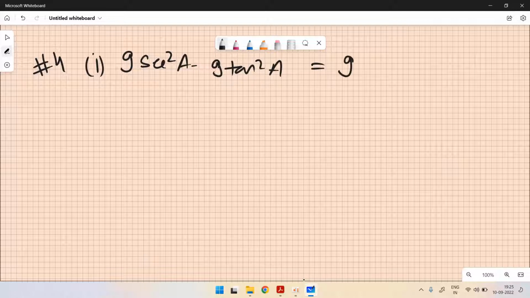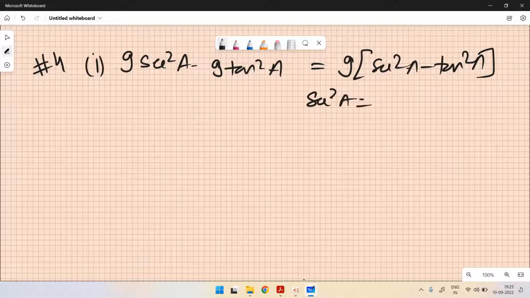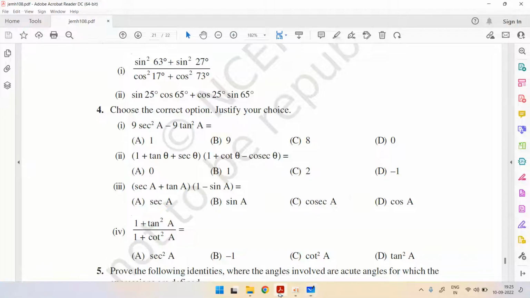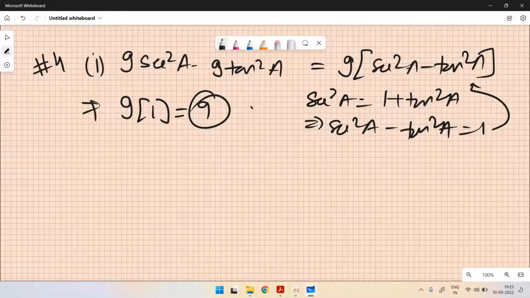If you take 9 common, this is secant square a minus tan square a, and you know that secant square a equals 1 plus tan square a, and from here secant square a minus tan square a is nothing but 1. So if you substitute the value, the expression becomes 9 into 1, which is nothing but 9. So 9 is your answer, and the option 9 is B. So the correct answer is B.